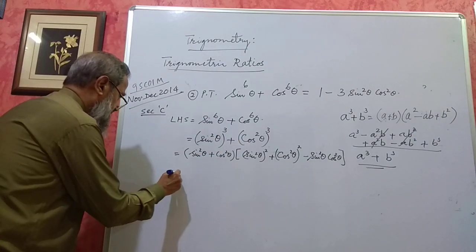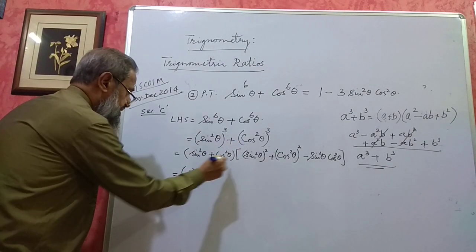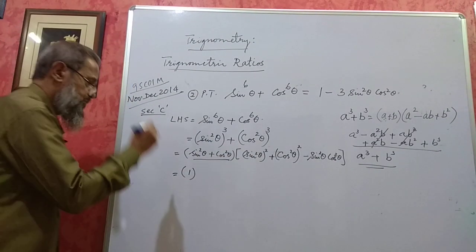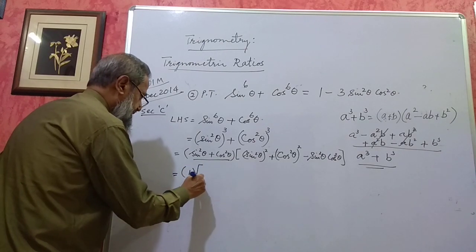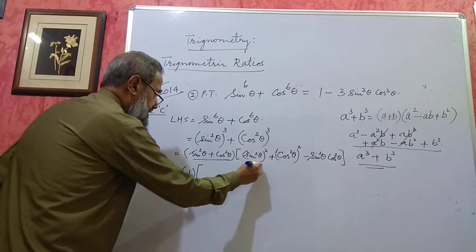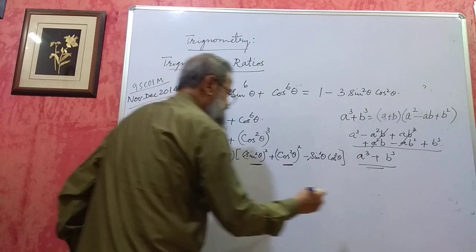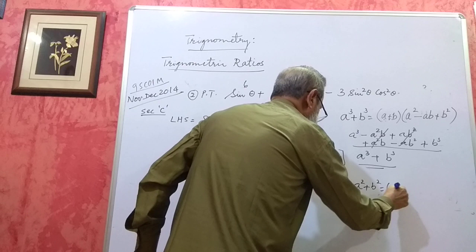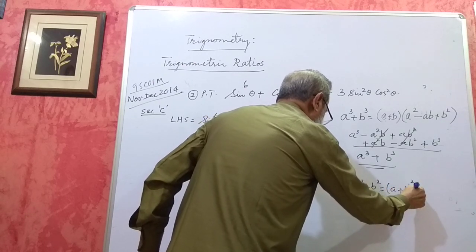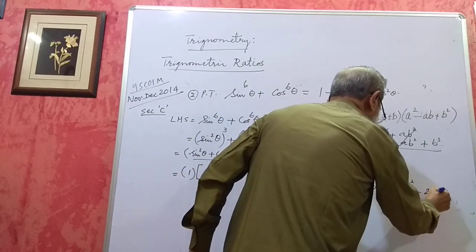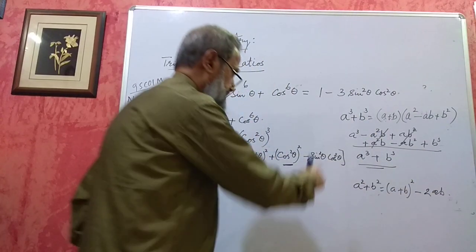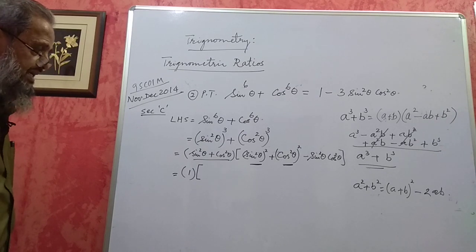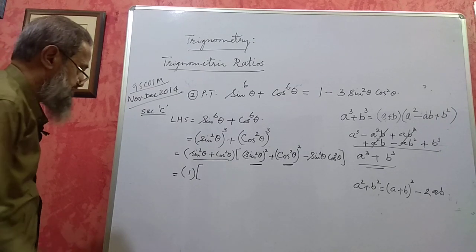Now, this becomes 1. Sine square theta plus cos square theta is equal to 1. We have proved it already. This multiplied by, here, this is a square plus b square. Now, a square plus b square will be equal to a plus b the whole square minus 2ab. That is algebra. A plus b the whole square minus 2ab will be equal to a square plus b square.